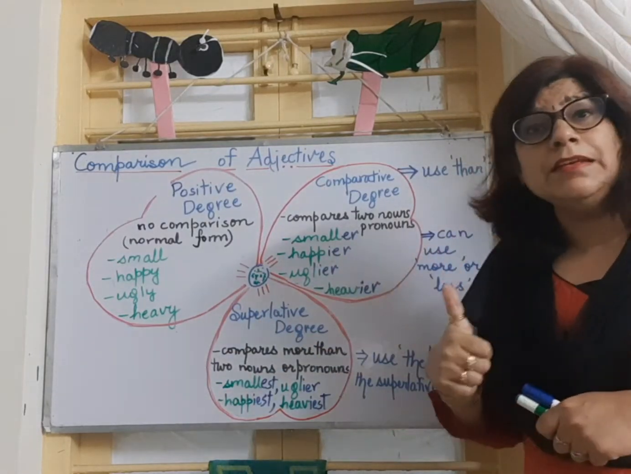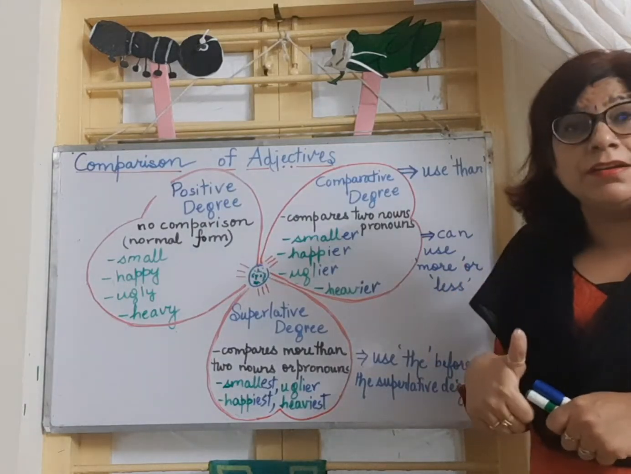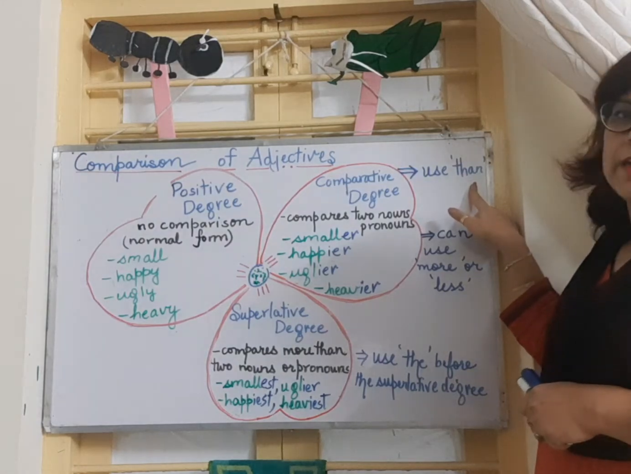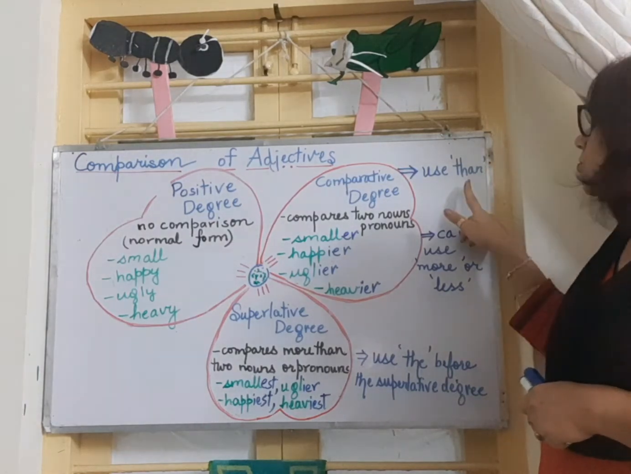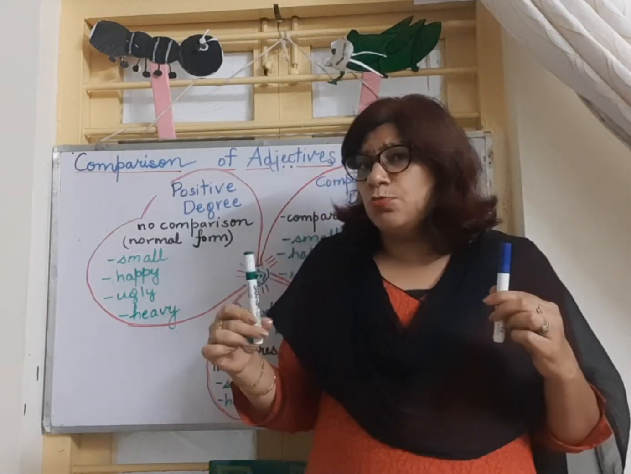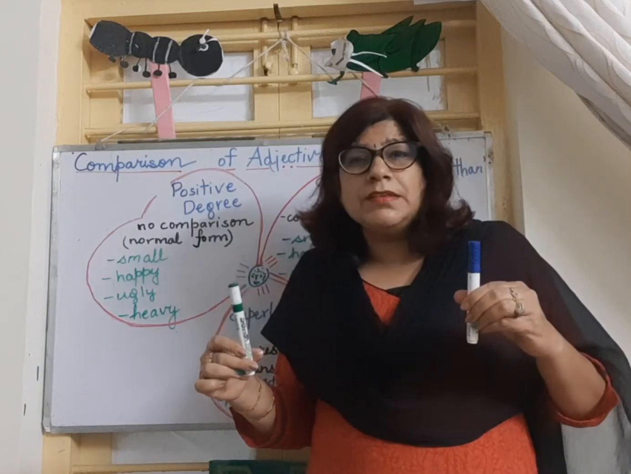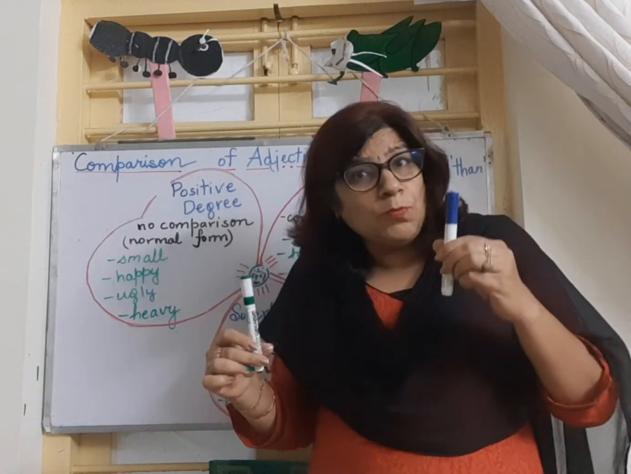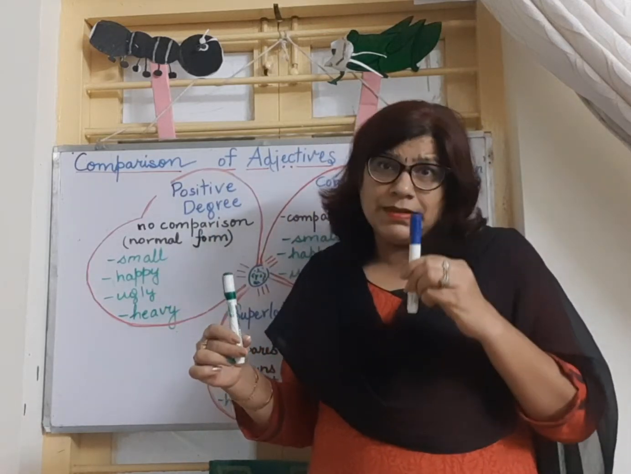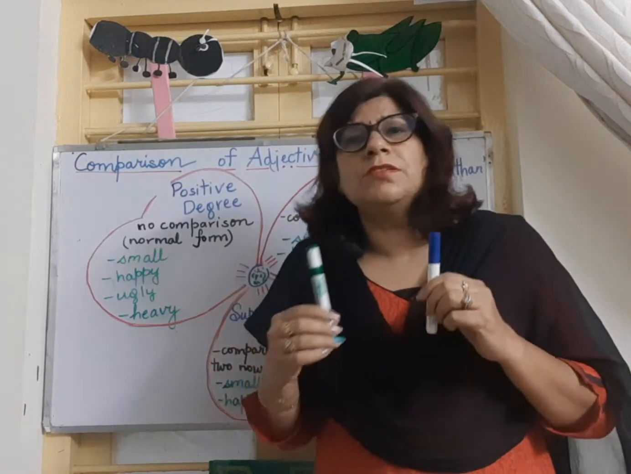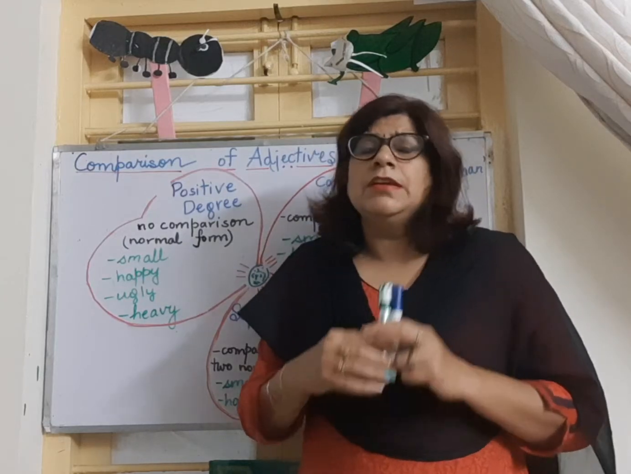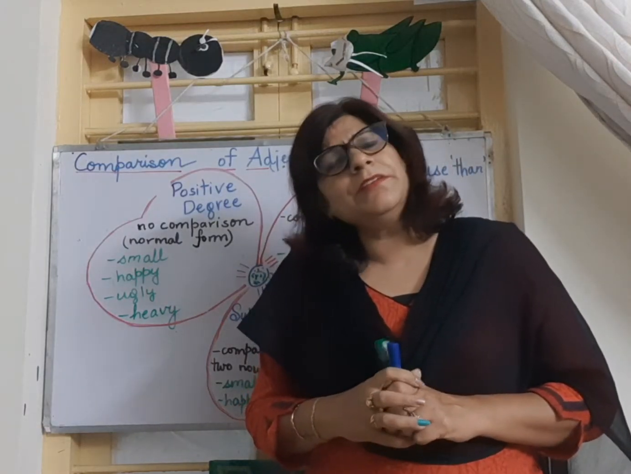Second thing, remember, whenever we are talking of comparative degree, we are going to use the word than. THAN, than we are going to use to talk about comparative degree. So if I am going to compare these 2 pens, the blue pen is bigger than the green pen. So bigger is the comparative degree of the adjective, and we have used the word than. If you see than used in a comparison in a sentence, then we are talking about comparative degree.